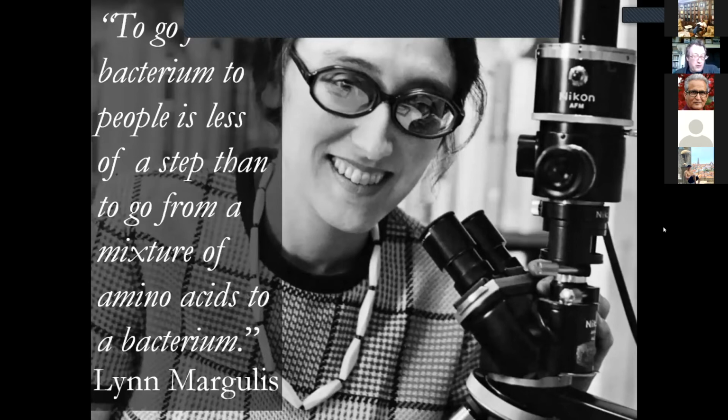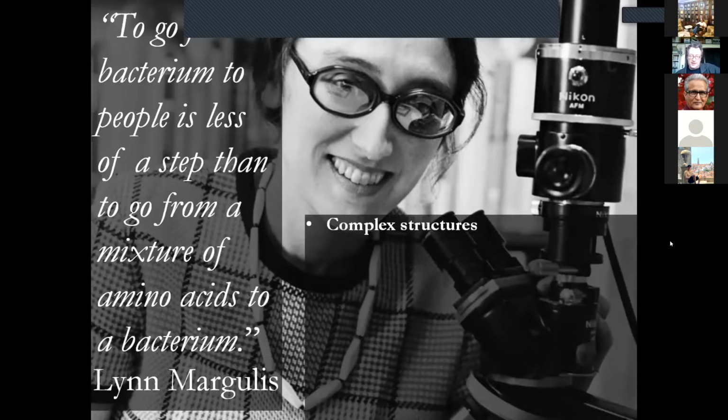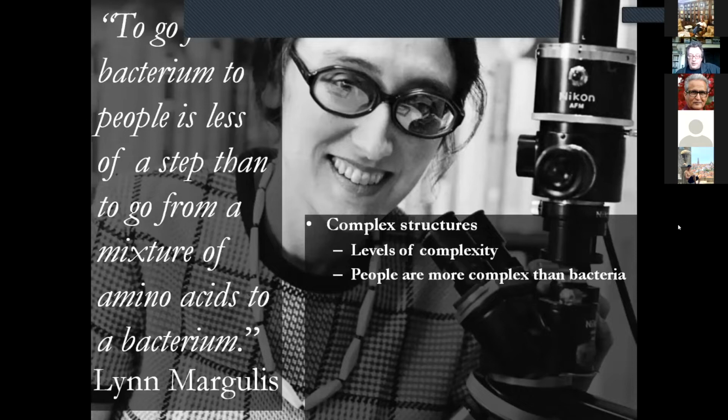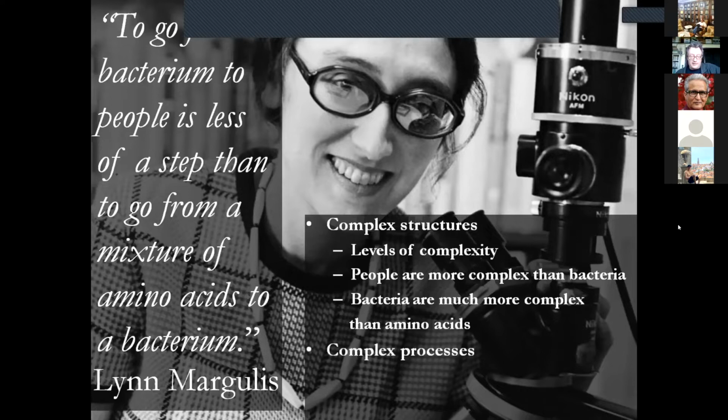Now, here's an interesting quote from Lynn Margulis. To go from a bacterium to people is less of a step than to go from a mixture of amino acids to a bacterium. There's already several interesting things implicit in this quote, and that's that there are complex structures, and these complex structures can be arranged in levels of complexity. And we know that people are more complex than bacteria, and bacteria are much more complex than amino acids.